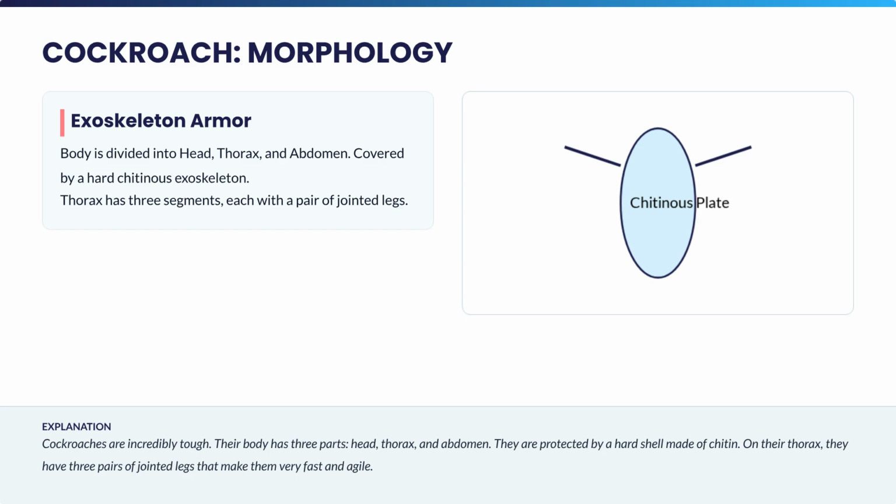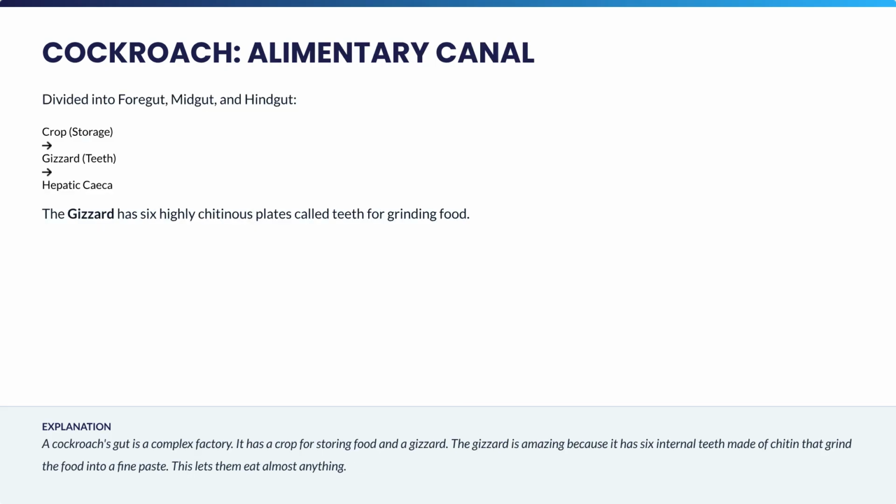The cockroach body is divided into a head, thorax, and abdomen, protected by a hard, chitinous exoskeleton. The thorax has 3 segments, each bearing a pair of jointed legs, making them fast and agile. The cockroach alimentary canal includes a crop for storage and a gizzard. The gizzard contains 6 chitinous teeth, which grind the food into a fine paste, enabling the cockroach to eat almost anything.